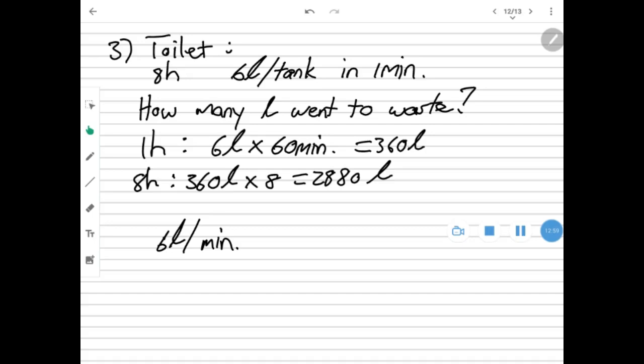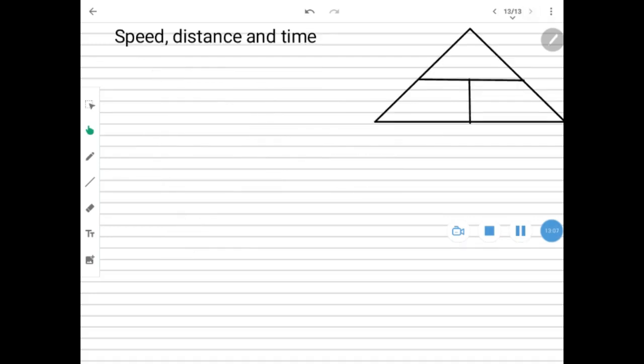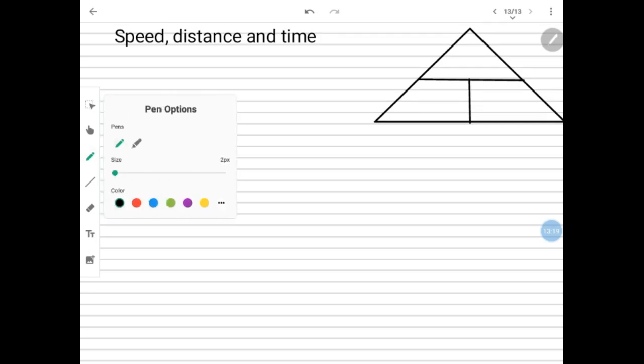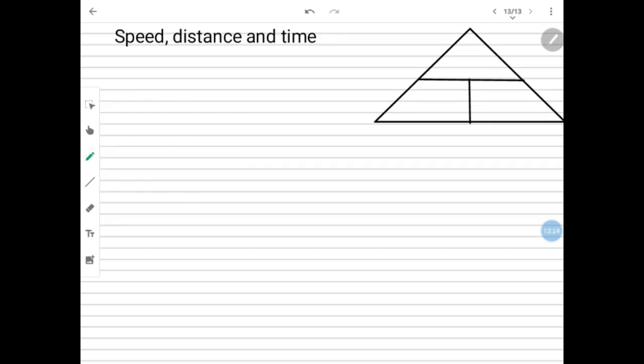Okay. Let's look at distance, time and speed now. Over here, speed, distance and time. So we use the triangle to help us with this. You can draw the triangle, and please remember the triangle. You have to remember the triangle in order to do your calculations correctly.